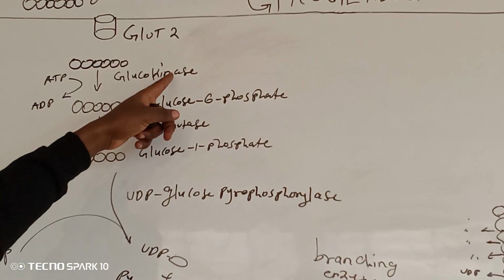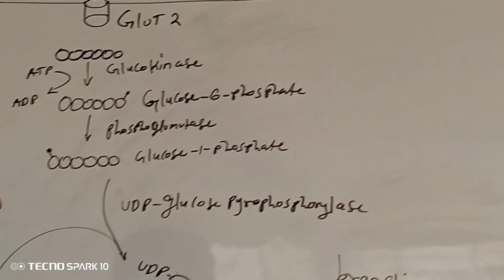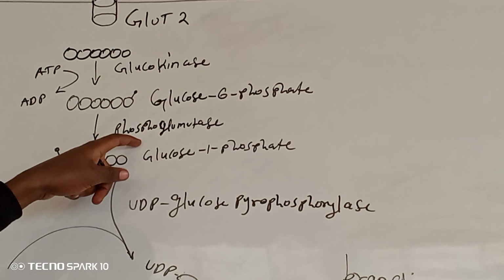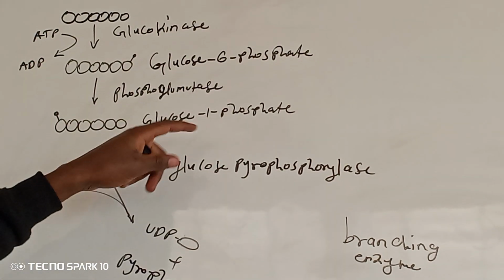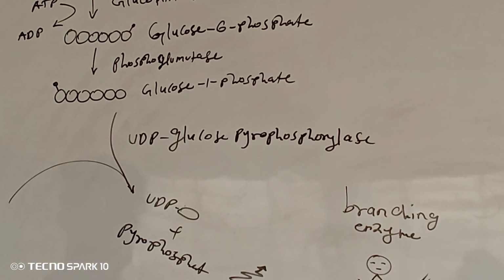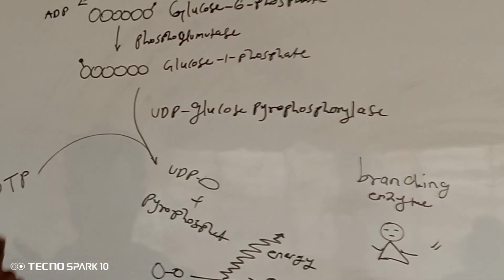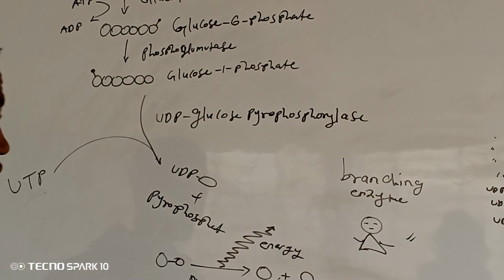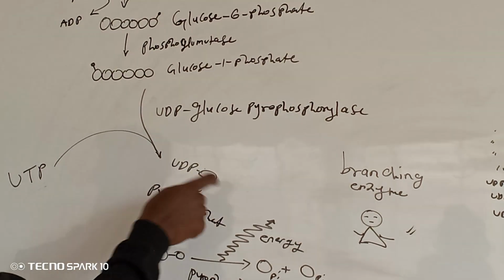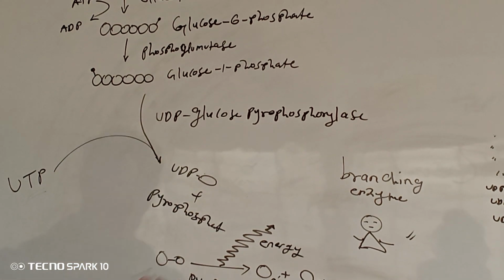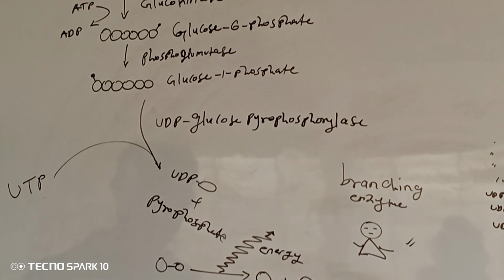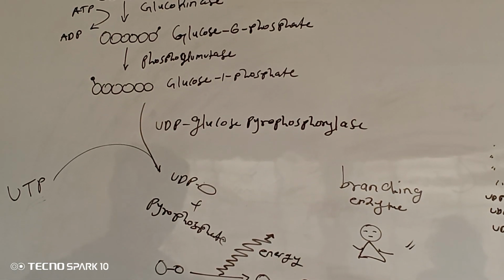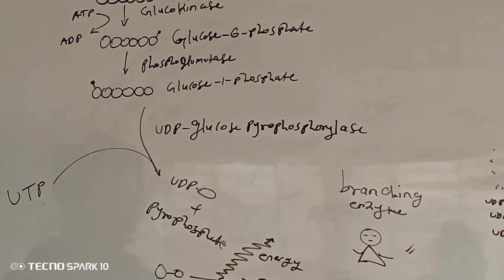Now, it's going to be phosphorylated by an enzyme called glucokinase, which primarily exists in the liver, to glucose 6-phosphate, which is again going to be acted upon by an enzyme called phosphoglucomutase to glucose 1-phosphate. Glucose 1-phosphate is going to react with uridine triphosphate in the presence of UDP glucose pyrophosphorylase to give us UDP glucose and pyrophosphate. Now, pyrophosphate is going to be broken down by pyrophosphatase into individual inorganic phosphates, leading to generation of some energy.